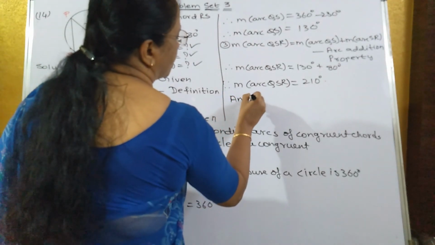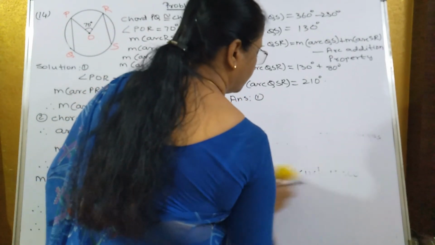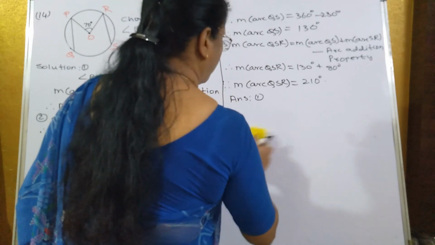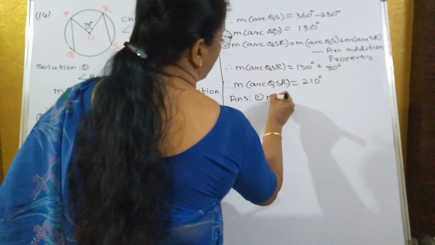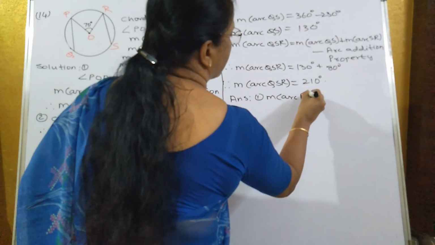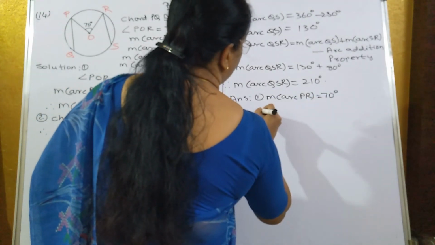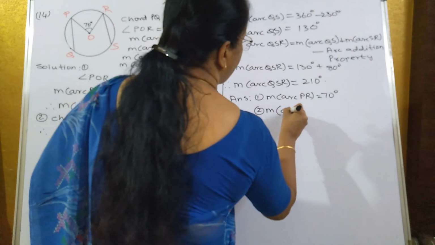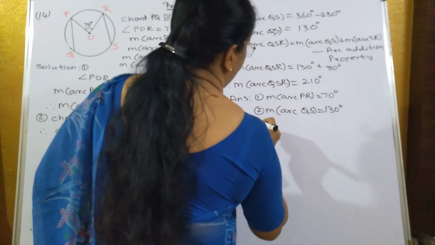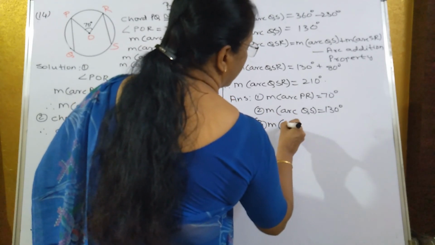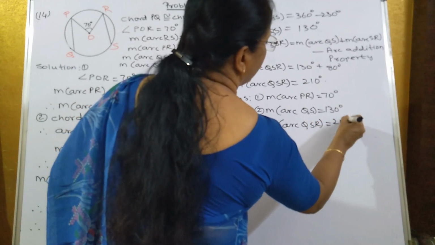Then write down the answer. What is the first one you have got? The first one is measure arc PR is equal to how much? 70 degree we have got. Second one, measure arc QS is equal to how much? 130 degree. And third one was what? Measure arc QSR, that is equal to 210 degree.